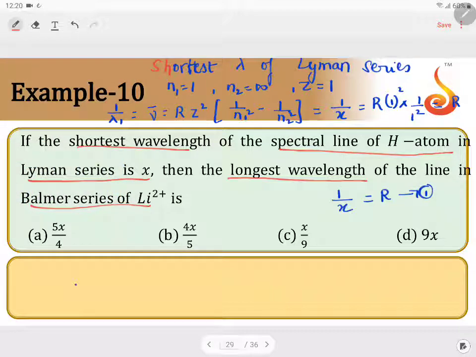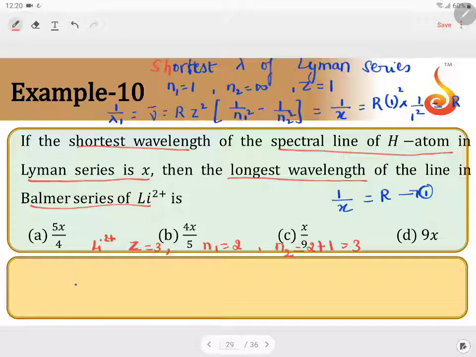Now, what's the condition for the longest wavelength for the Balmer series of lithium 2 plus? For Li2+, atomic number Z is equal to 3. Balmer means n1 is equal to 2. For the longest wavelength, n2 is n1 plus 1, therefore n2 is equal to 3.